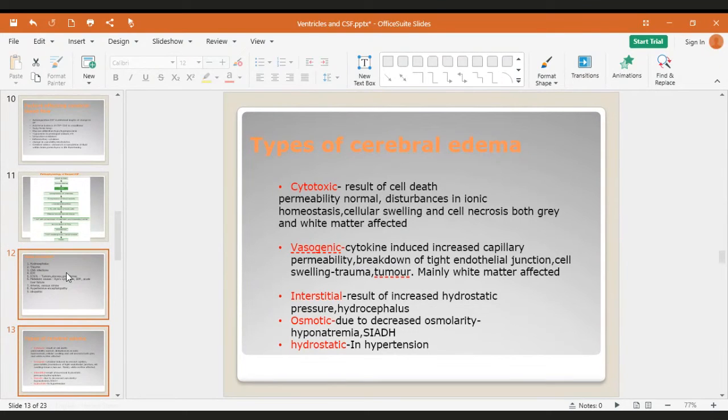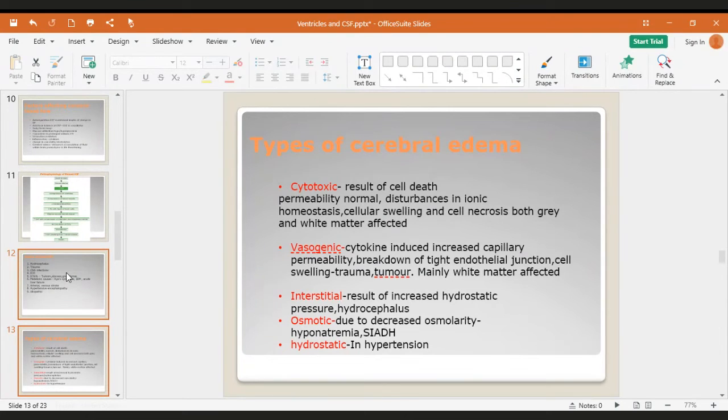While in vasogenic cerebral edema, there is cytokine-induced increased capillary permeability that leads to breakdown of the tight endothelial junctions in capillaries, and there is cell swelling. It may be due to trauma or tumor. Vasogenic cerebral edema mainly affects white matter. Interstitial cerebral edema results from increased hydrostatic pressure, and due to hydrocephalus, the surrounding tissue is edematous.